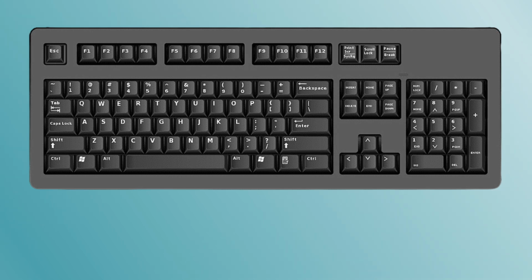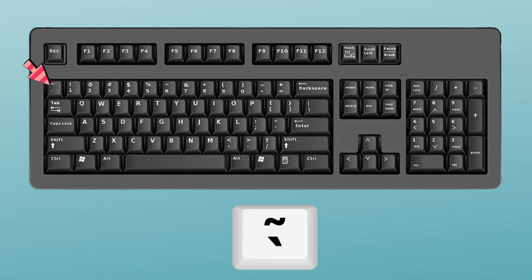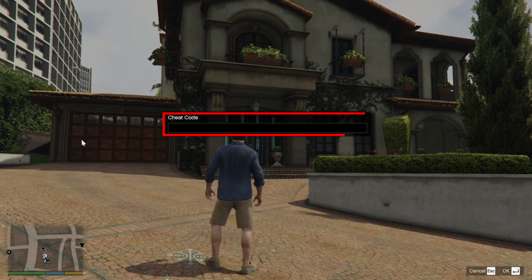Have a look at the keyboard shown on the screen. Tap on the backtick key just below the escape button. Cheat code tab will then open up. Now enter the cheat code of your choice.